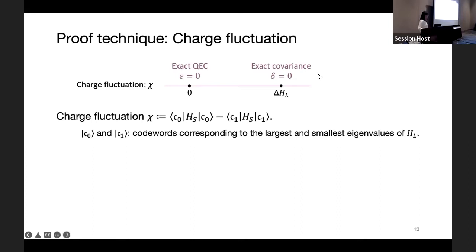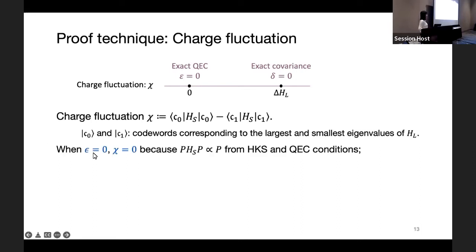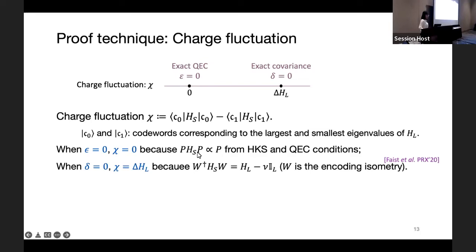By logical 0 and 1, I basically mean the codewords corresponding to the largest and smallest eigenvalues of H_L. And when epsilon is 0, due to the Hamiltonian-generating condition and the error correcting condition, one can show that H_S must act trivially on the code subspace. That basically means that chi has to be 0, so it is this corner on this axis. And when delta is equal to 0, one can actually show that the physical Hamiltonian is going to be mapped to the logical Hamiltonian with at most a constant shift.